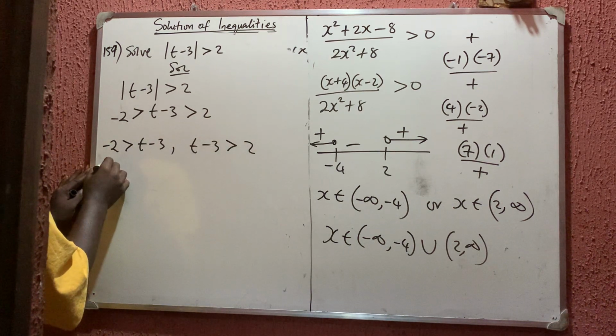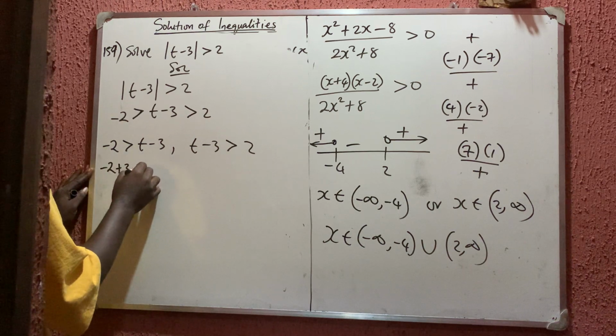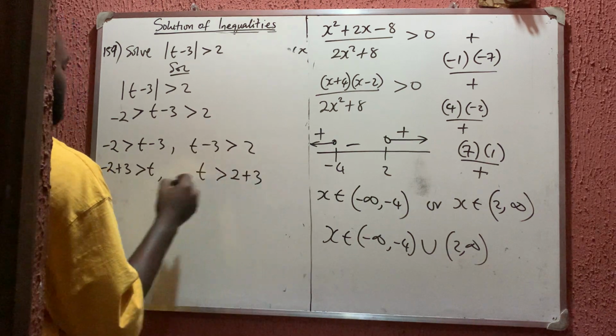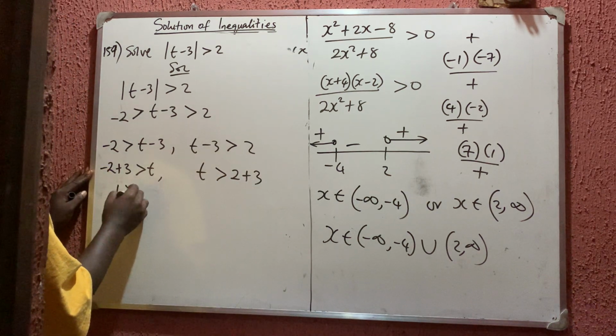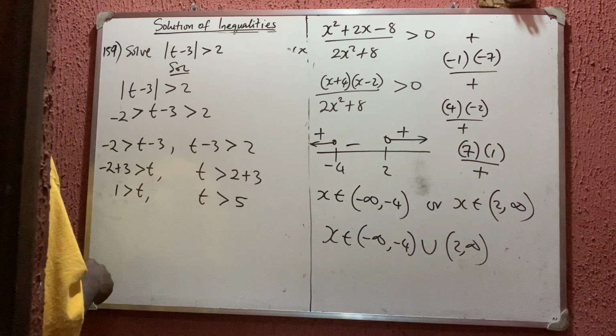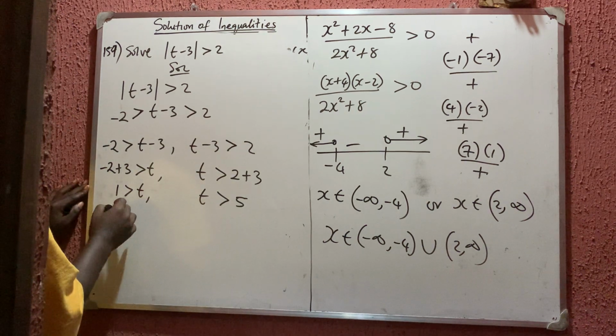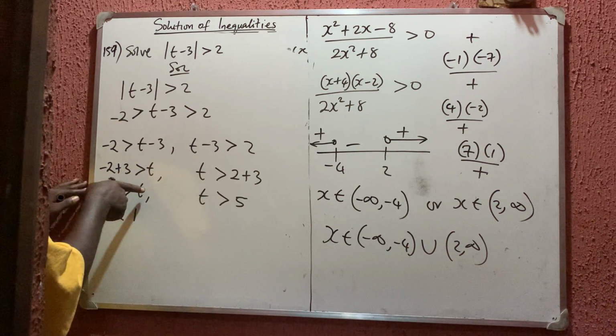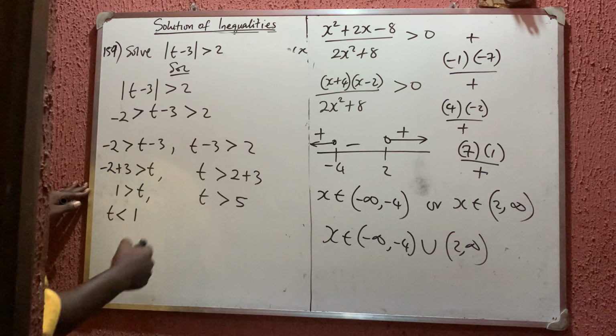So what do we have here? Minus 2 plus 3 is greater than t. What do we have here? T is greater than 2 plus 3. So what do I have here is 1 is greater than t, and I have that t is greater than 5. Okay. Now from here means that t is less than 1. The arrow is pointing at t, so if you write t first, let it still be pointing at it.